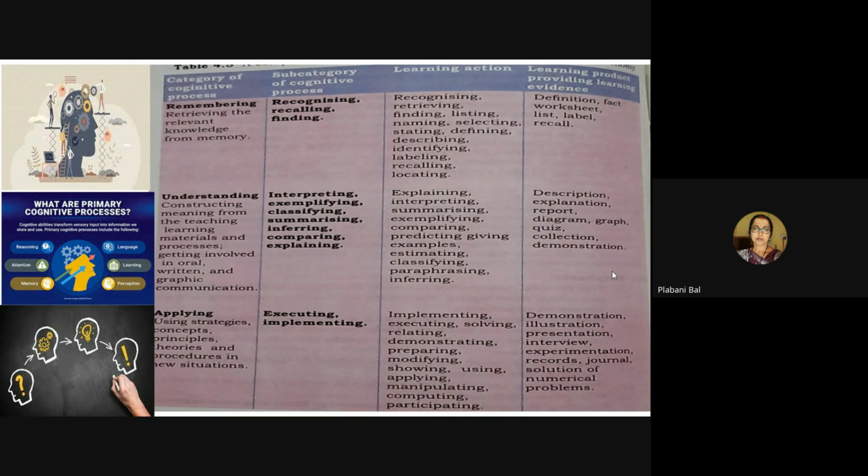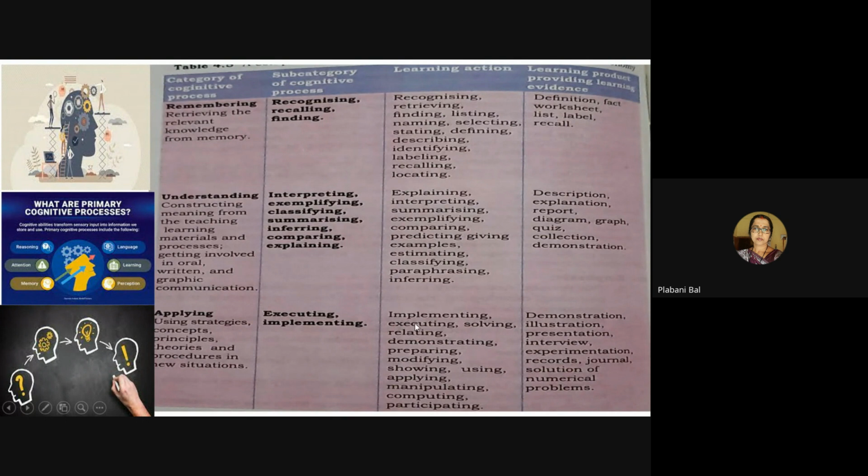The next is your applying. Applying means using strategies, concepts, principles, theories, and procedures in a new situation. Learning in one area, one situation will be transferred and applied in a different context. Then it is applying. Its subcategories are executing and implementing.